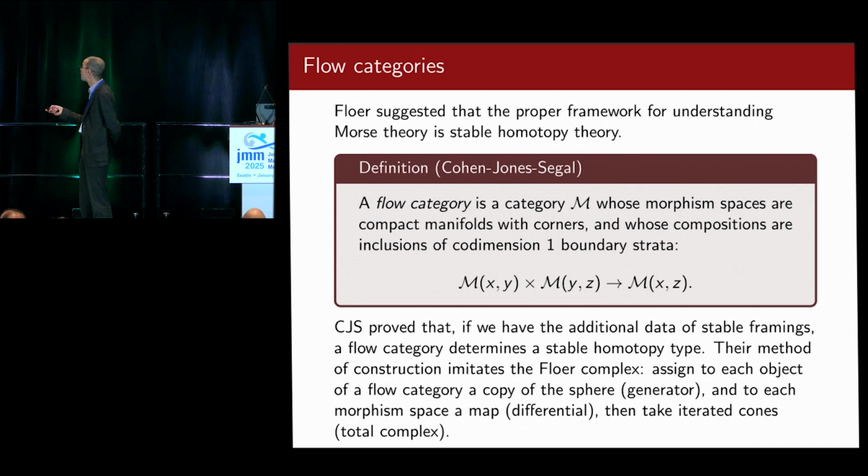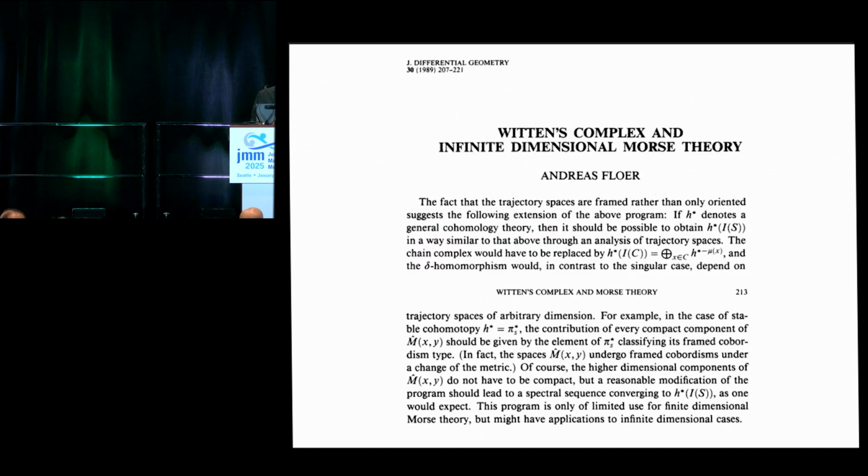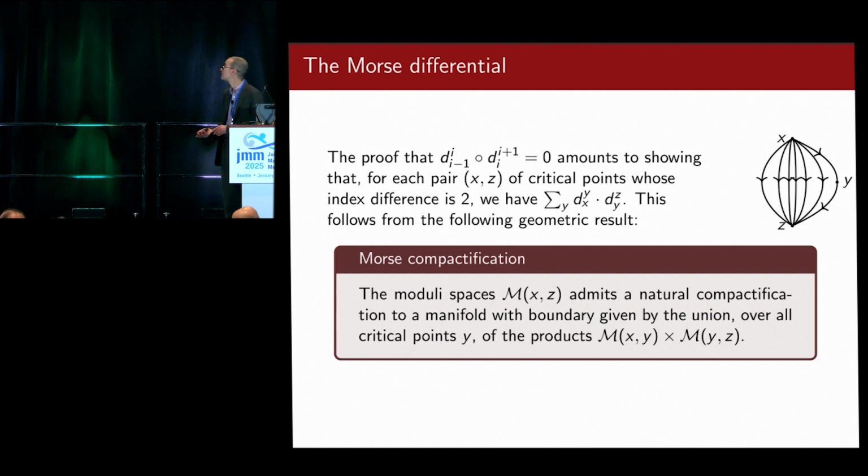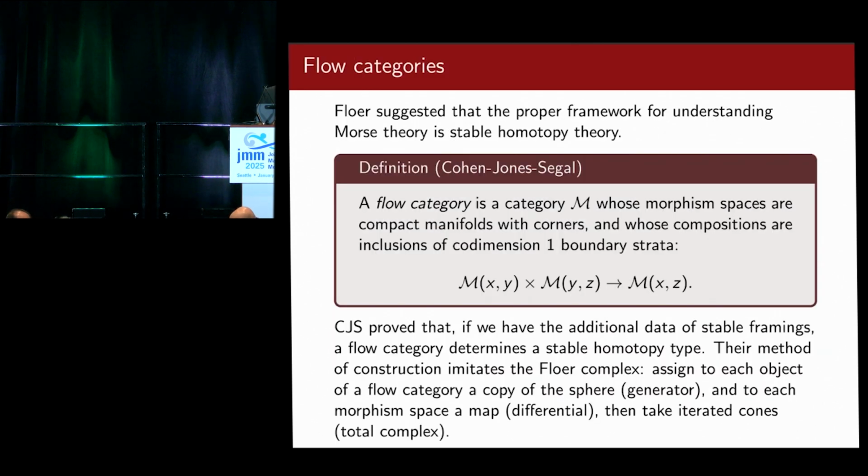And if you look at what this says, this is just some generalization to higher dimensions of this statement here. I said the moduli space M_XZ, a compactification, ignore the word compactification, has the property that its boundary is exactly the union over all Y of these products. Okay? So now the observation that Floer made, and that then Cohen, Jones, Segal abstracted away, is that this is something that holds for arbitrary dimensional moduli spaces, not just for things of index difference two.